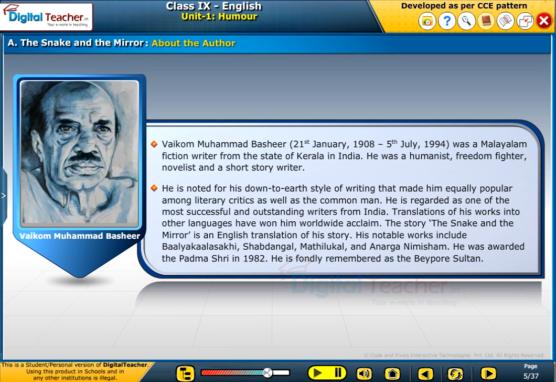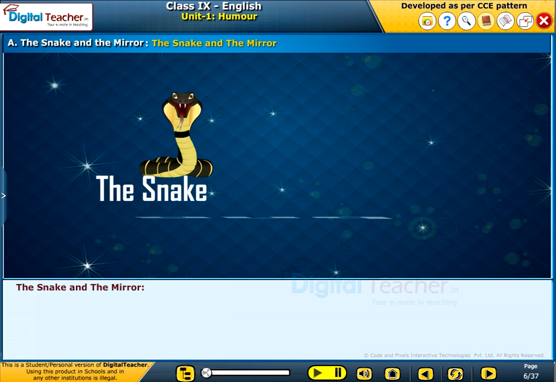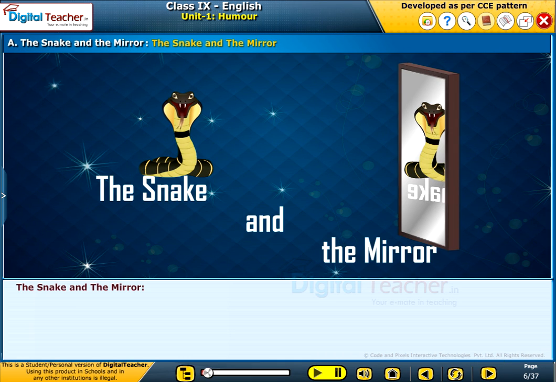The story, The Snake and the Mirror, is an English translation of his story. His notable works include Balya Kala Sakshi, Sabdangal, Matilukal, and Anarga Nimisham. He was awarded the Padma Shri in 1982. He is fondly remembered as the Bepor Sultan. Let us now enter into the tale, The Snake and the Mirror.